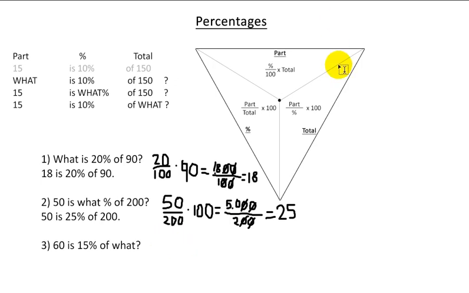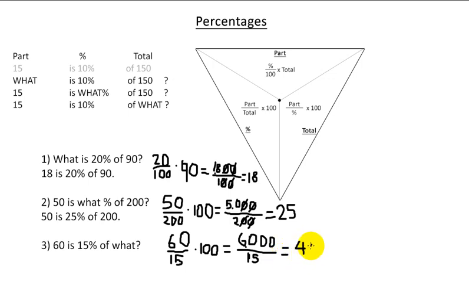So I would say 60 over 15 times 100. 60 times 100 makes 6,000. And now I have no zeros to cross out because the denominator has no zeros. What is 6,000 divided by 15? I can do 6,000 divided by 15 vertically, and what I would find if I did do it is 400. So the total, what I am looking for, is 400. So my answer should be that 60 is 15% of 400.